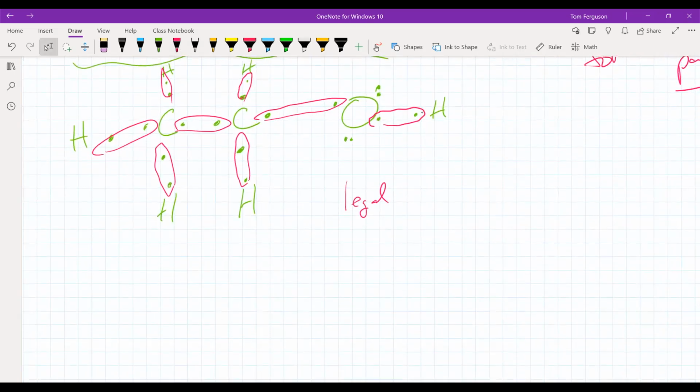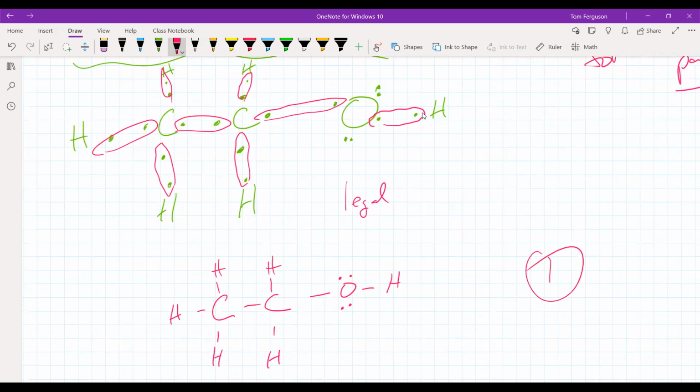And then the last step is going to connect it up with lines. You have that. So that's structure number 1. That is what ethanol looks like. Now, when we start naming organic compounds, an OL ending corresponds to alcohols, and that's what this is, alcohol.